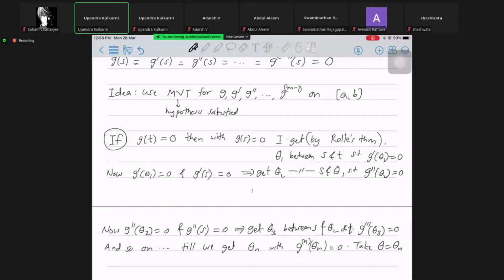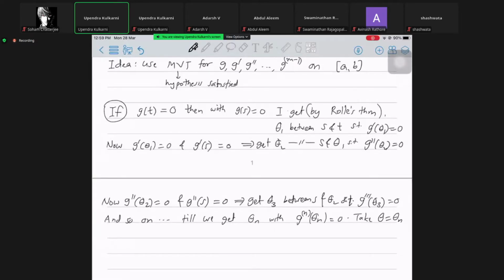G of t can be anything. So let us see what G of t is. Well, let's write down what G of t is. G of t is equal to f of t minus p of t. Is there any earthly reason for this to be 0? The answer is no, right? I mean, this polynomial, I really have no idea what the original function is.